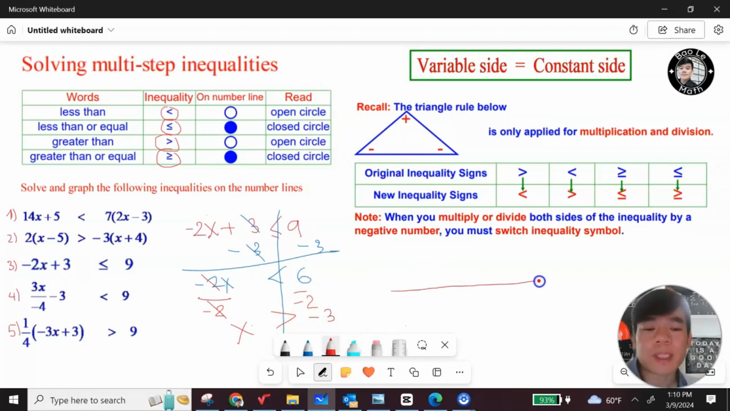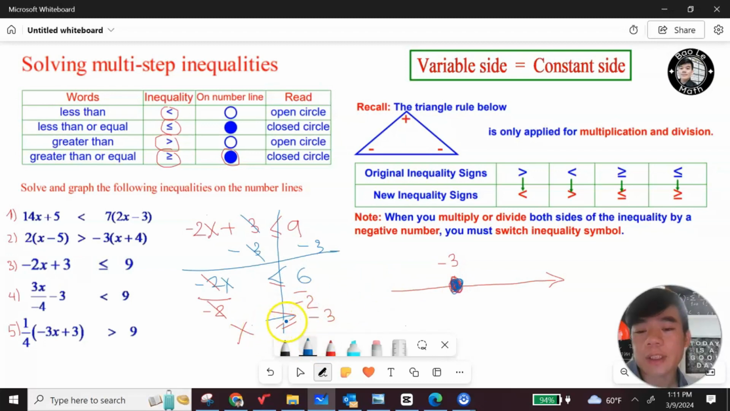Now I draw the number line right here. So I put negative 3 right here. Oh, sorry, this is greater than or equal to. You look at this one, it's actually a closed circle. So you put a closed circle right at negative 3. And then you put an arrow right here.